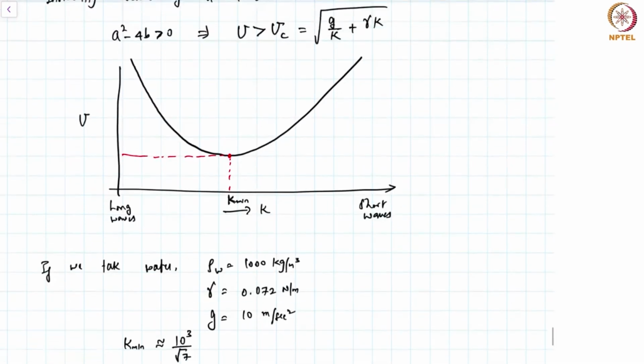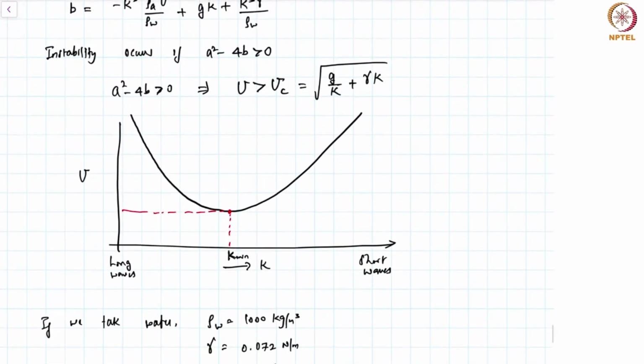Now, if you are looking at wavelengths much larger than this k min, you have gravity waves. On the other side, you have capillary waves. So here, this is where gravity dominates. If you want to generate waves of very large wavelength or very small k, then it means you have to push the wind at a much higher speed, because gravity would prevent it from creating large undulations on the surface. So gravity is a dominant regime there, and on this side you have a surface tension dominant regime.